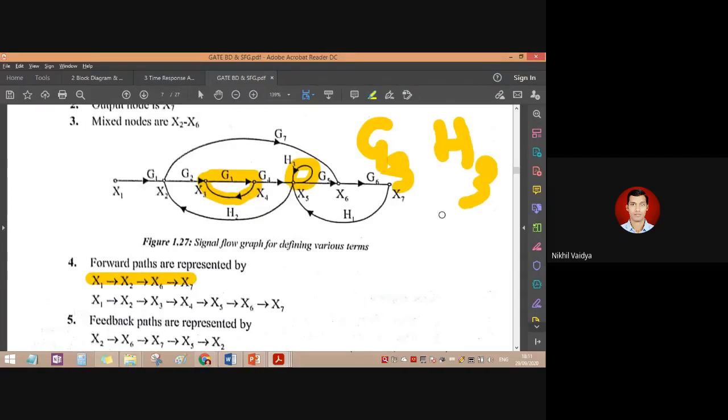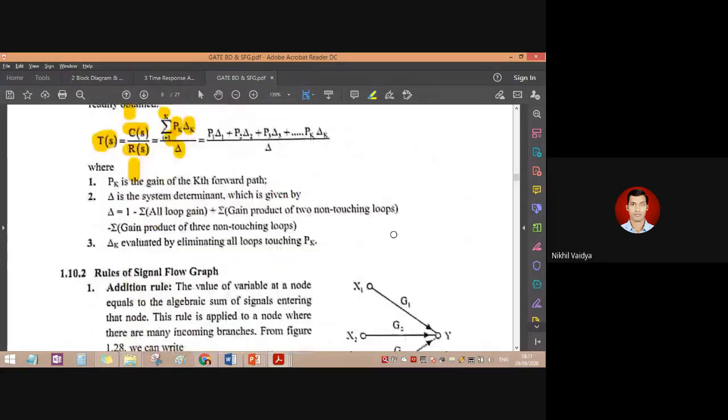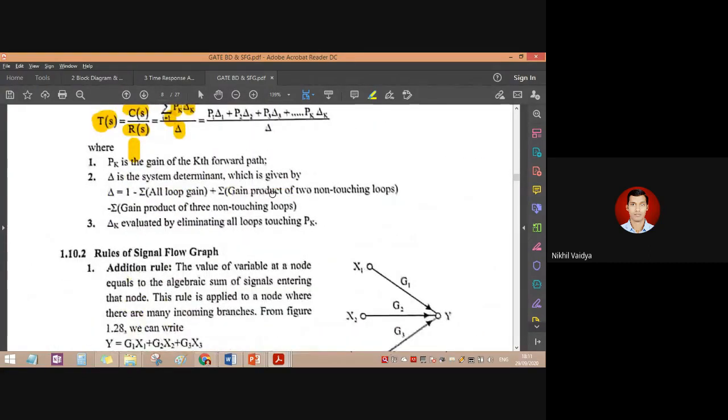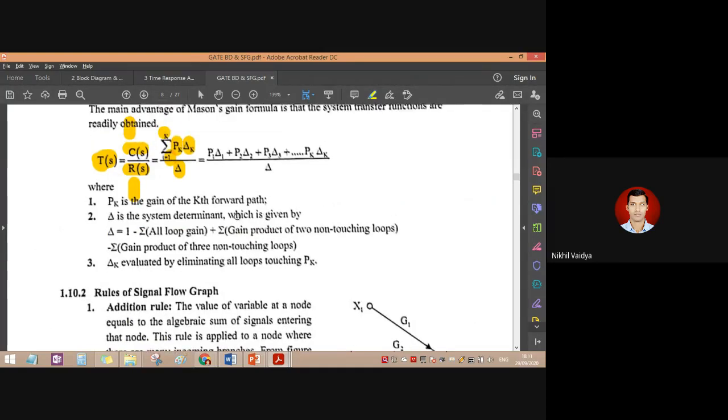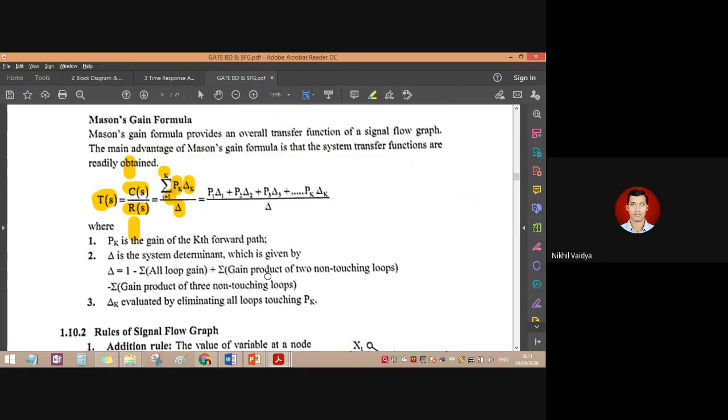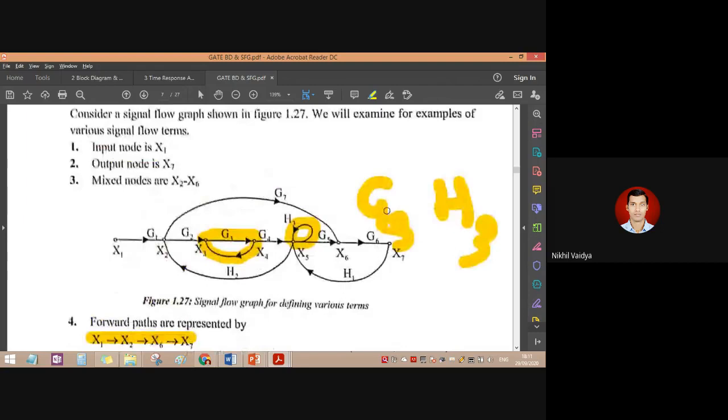What they are asking in Mason's gain formula is gain product of two non-touching loops. Here you can see the gain product. Whatever the gains of these loops which are not touching each other, we have to write their product. So in the above case, I will simply write this multiplication G3 into H3. This is basically the gain product of two non-touching loops. So this is one pair of two non-touching loops.